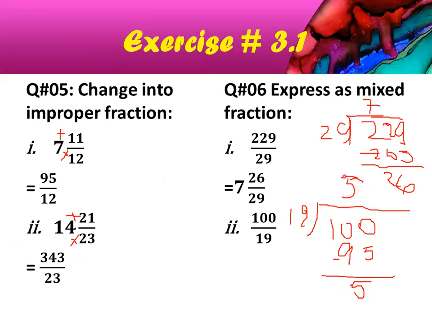Now, this is your quotient. This quotient will become your whole number. You will write it down here, 5. This remainder will become your numerator and your divisor will become your denominator. So simply you will write 5 whole 5 upon 19.